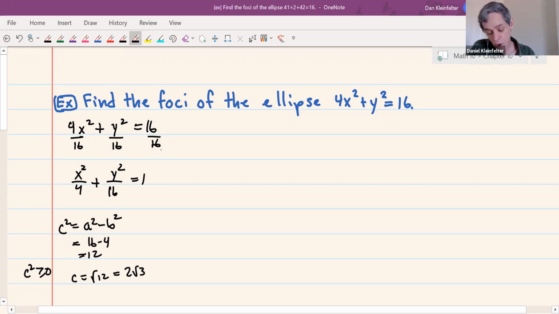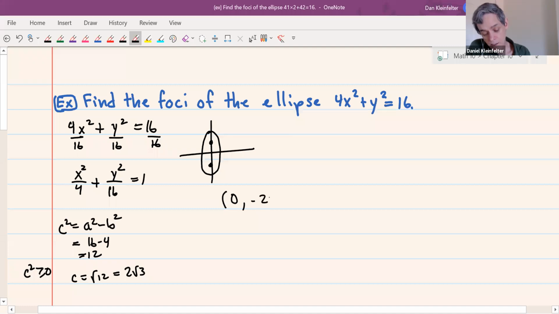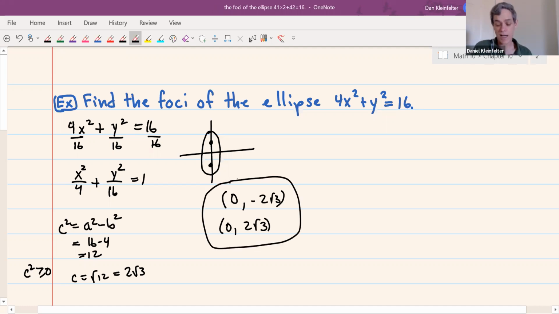So on this one, it's bigger in the y direction. Okay? I know it's bigger in the y direction. So that means that when we find the foci, their x coordinate has to be 0. So it will be (0, -2 root 3) and (0, 2 root 3). All right, that answers the question. We were supposed to find the foci.